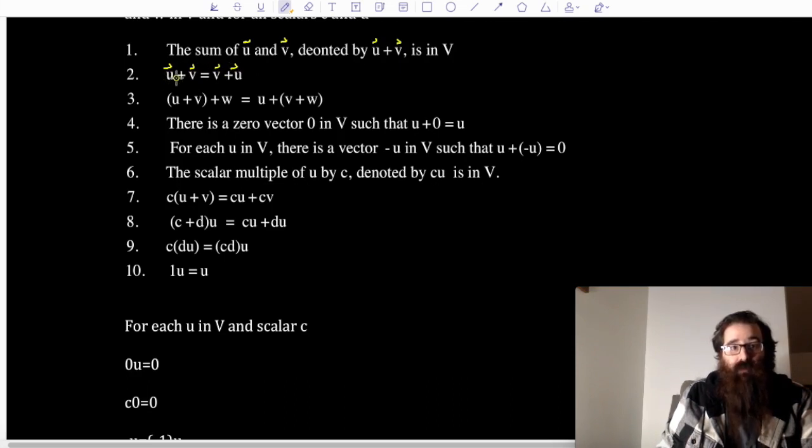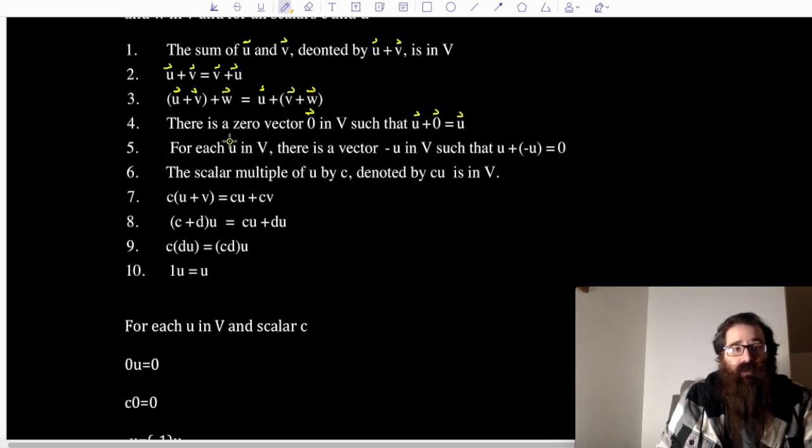So if I add vector u and then vector v, it's the same as taking vector v and adding vector u to that. We have a nice associativity property third that says if I add vectors u and v together first and then add vector w, that would be the same as adding vectors v and w together first and then adding vector u to that. So a nice associativity property. Fourth, there is a zero vector, and that's the zero vector in vector space V, such that vector u plus the zero vector is equal to vector u, so we have an additive identity.